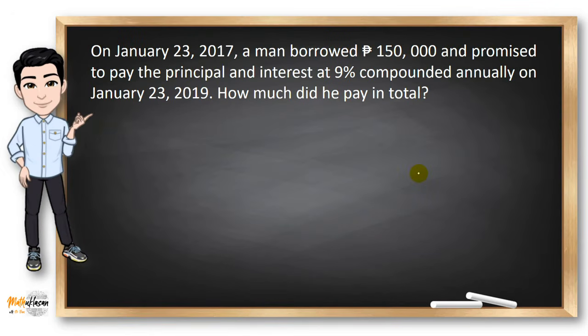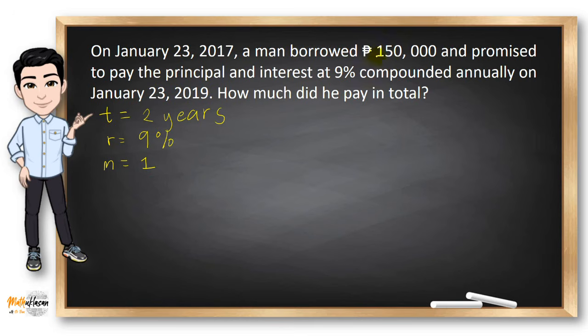On January 23, 2017, a man borrowed 150,000 pesos and promised to pay the principal and interest at 9% compounded annually on January 23, 2019. How much did he pay in total? Now, the first thing that we need to identify here is the time. So the number of years that passed from January 23 to 2019 is 2 years. The interest rate is 9%. It is compounded annually, so M is equal to 1.